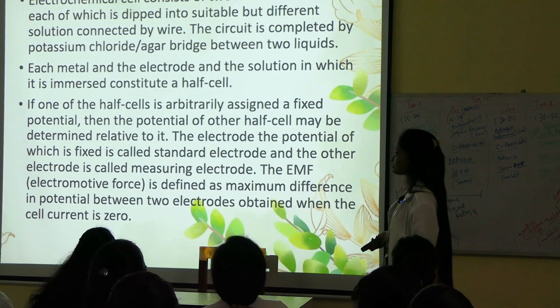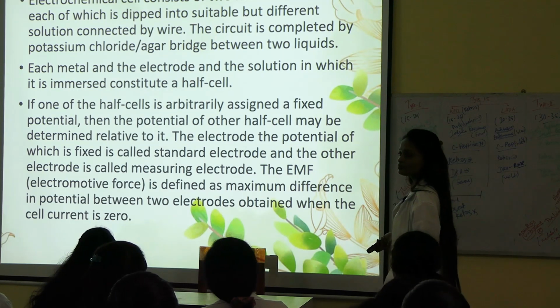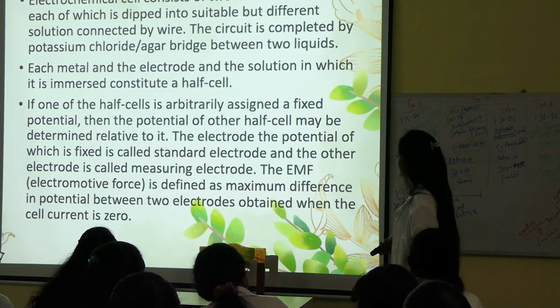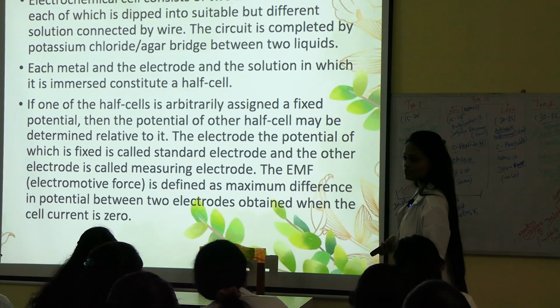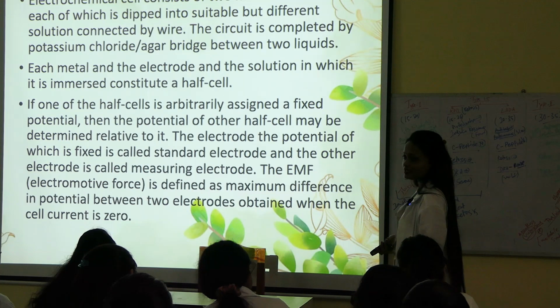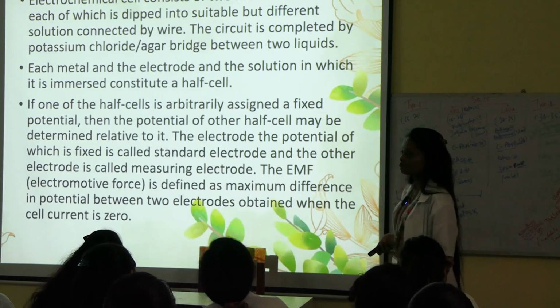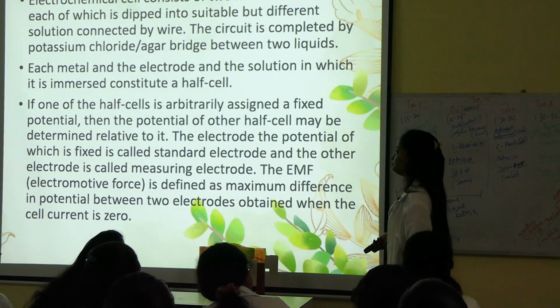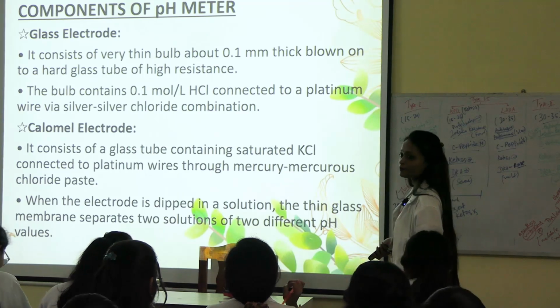So what is electromotive force? Electromotive force is defined as maximum difference in potential between two electrodes obtained when the cell current is 0. So components of pH meter.